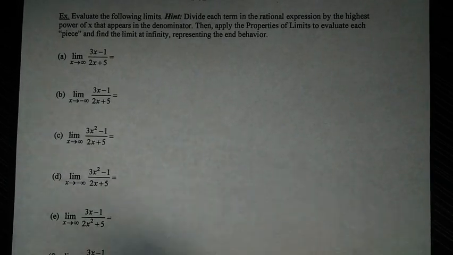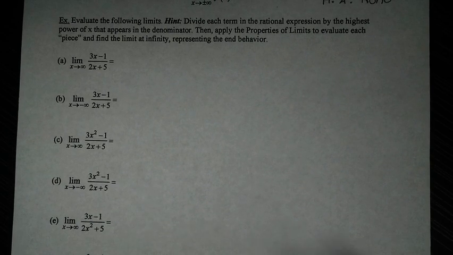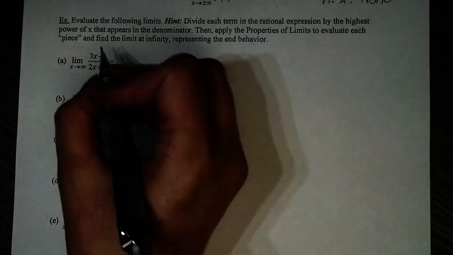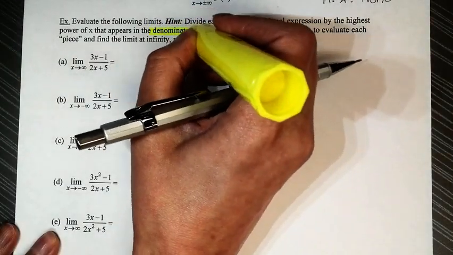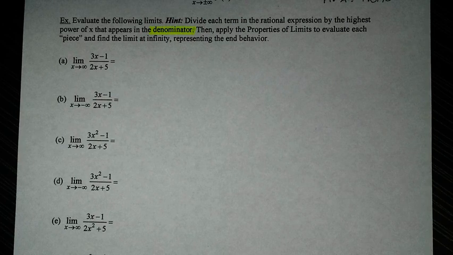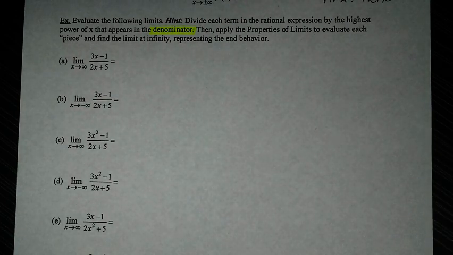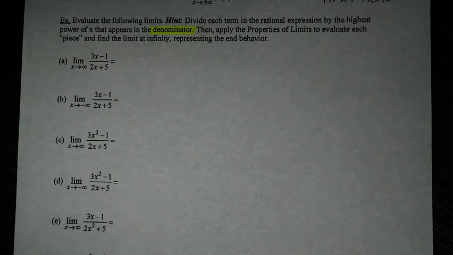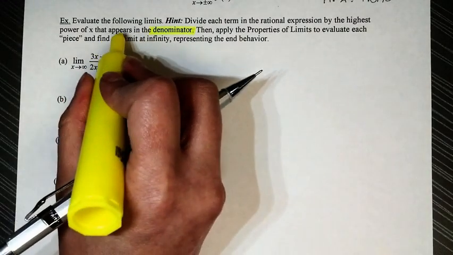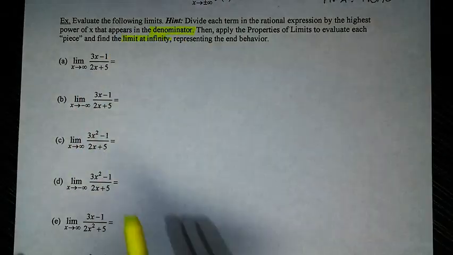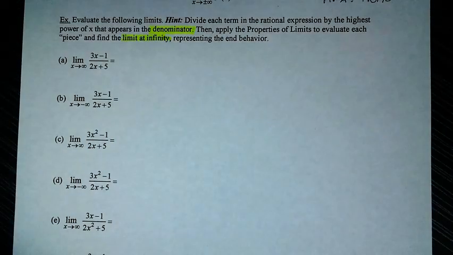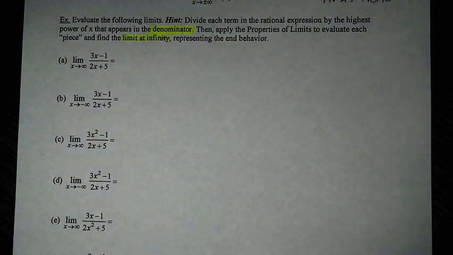Okay, so we're going to evaluate the following limits, and the hint I'm giving you is that you need to divide each term in the rational expression by the highest power of x that appears in the denominator. Please note something very important: I'm already telling you to look at the highest power in the denominator. Then you apply the properties of limits to evaluate each term and find the limit at infinity. Please note that this only works when you're finding limits at infinity. So there are two things you need to follow this process, and that's what is going to represent the end behavior of the function that you have.